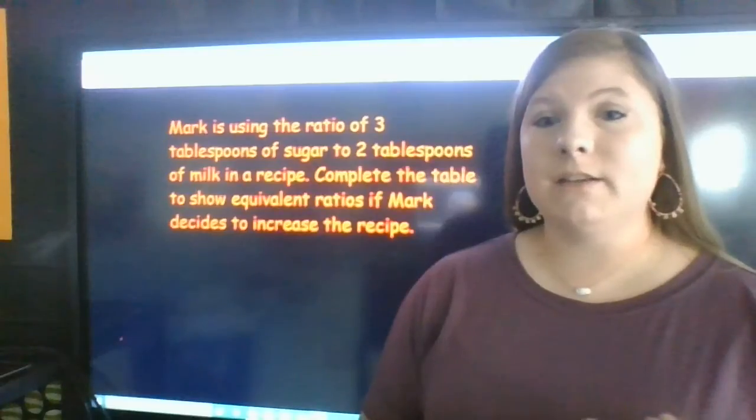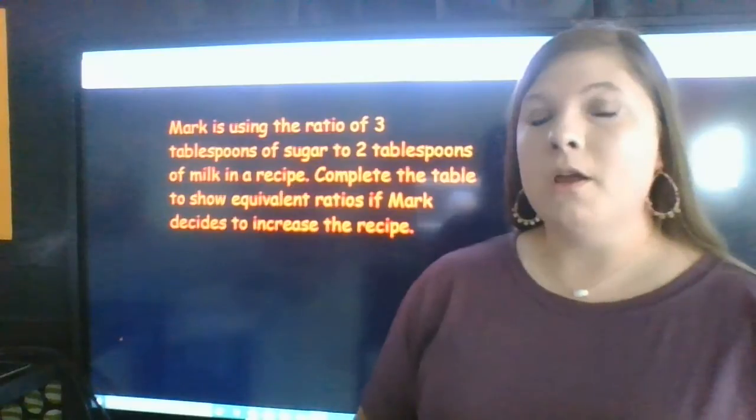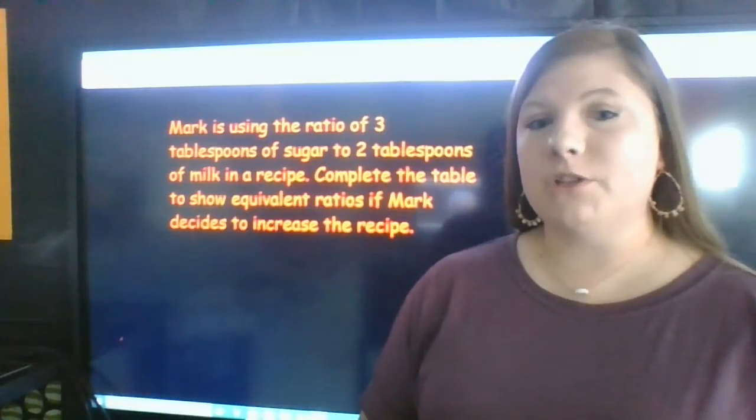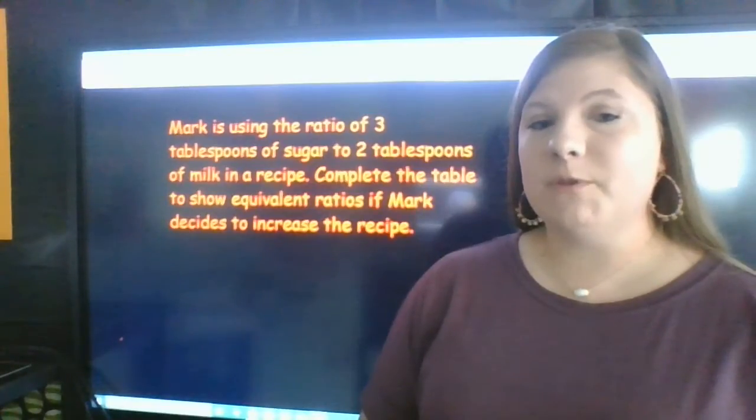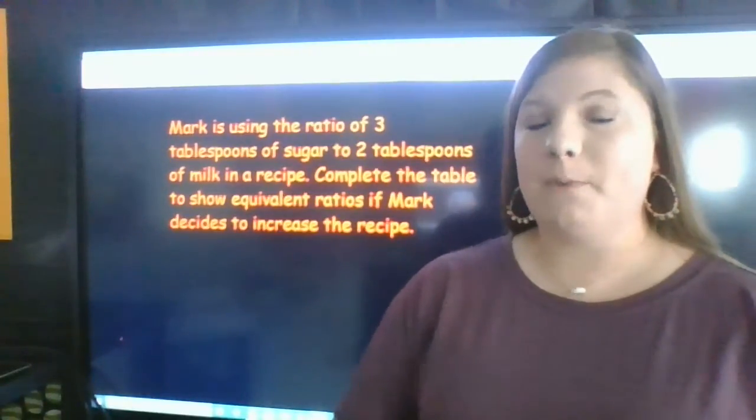In this lesson, I'm going to extend on 6.RP.3 using the same word problem we looked at in part 1. So I'm going to reread the question for us. Mark is using the ratio of 3 tablespoons of sugar to 2 tablespoons of milk in a recipe. Complete the table to show equivalent ratios if Mark decides to increase the recipe.